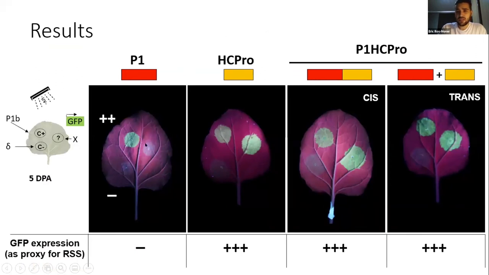in P1, we cannot detect any activity. Comparing with HC-Pro, we can determine that it is a strong RNA silencing suppressor. Here we can see the activity compared with the positive control. Consequently, we performed co-infiltration of P1 and HC-Pro either in cis or in trans, and we see strong activity too. So we can say that HC-Pro acts as a strong RNA silencing suppressor, and that P1 has no modulation effect on HC-Pro.